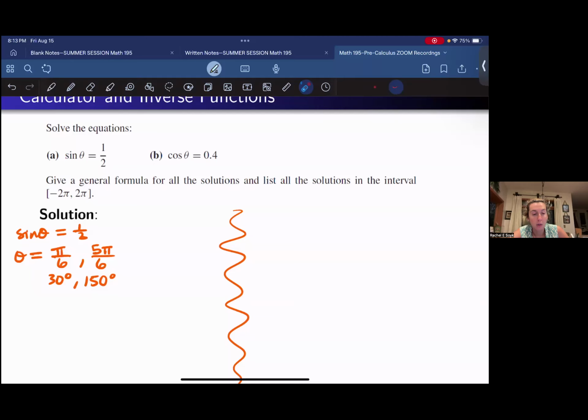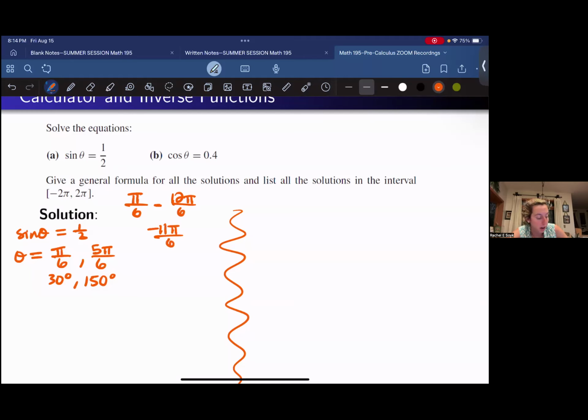I think I switched them up. Pi over 6 minus 2 pi gives you negative, I'm just going to do the math. Yeah, it's negative 11 pi over 6.